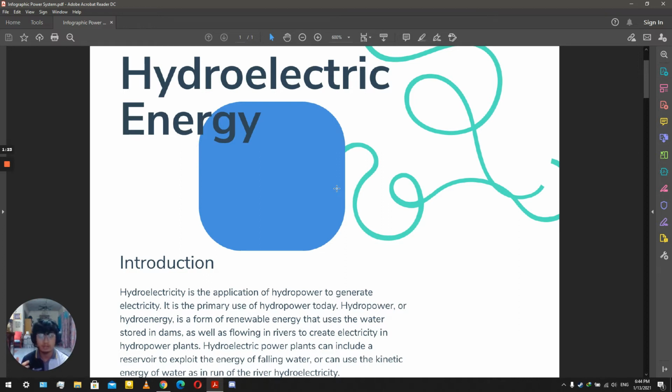Hydroelectric energy is one of the common in the Malaysia and it has many dams in Malaysia, also in Sabah and Sarawak. I think that's all from me about the introduction hydroelectric energy.